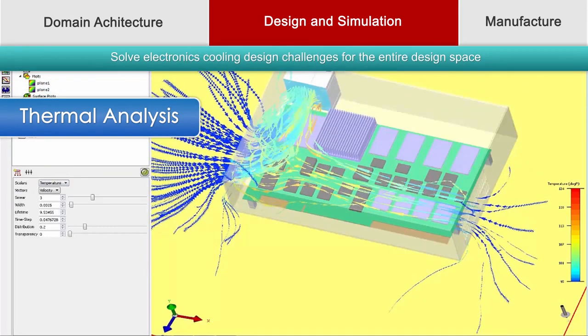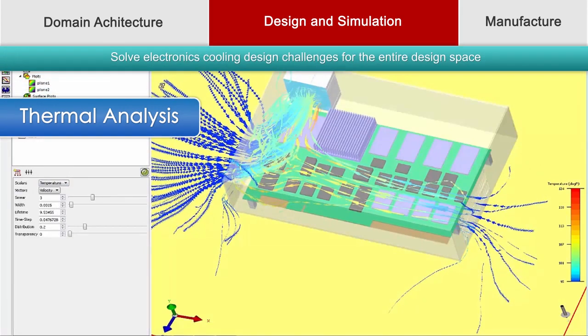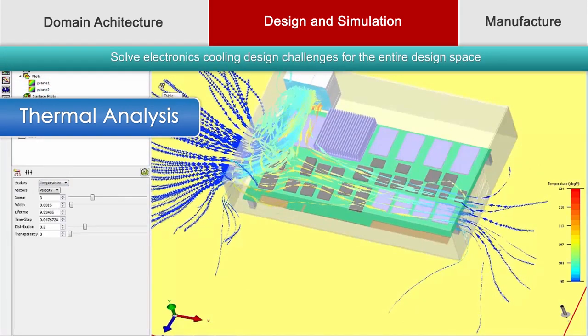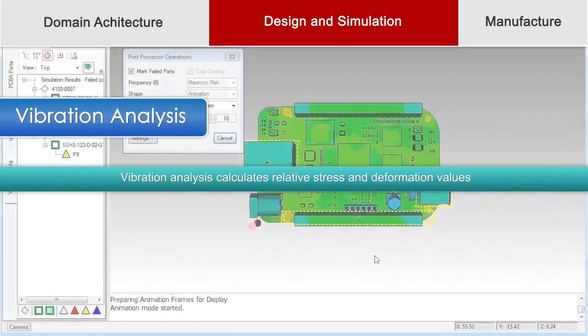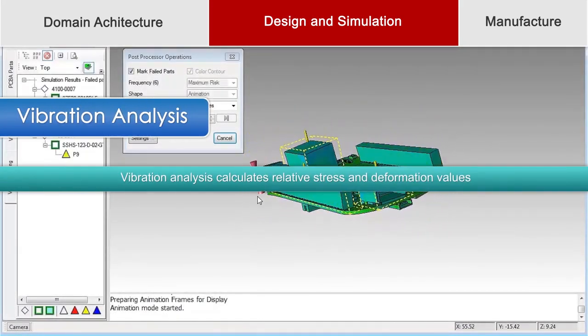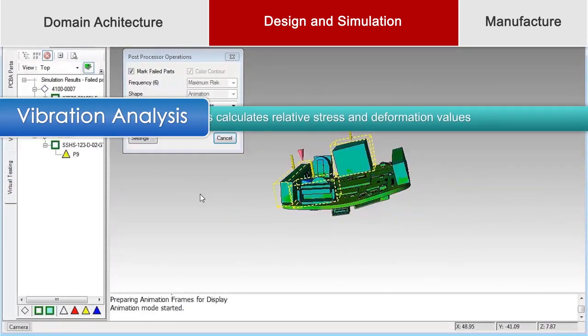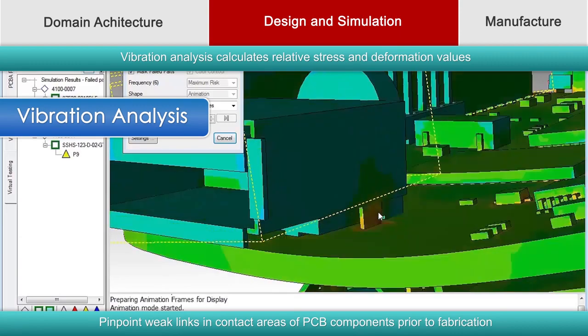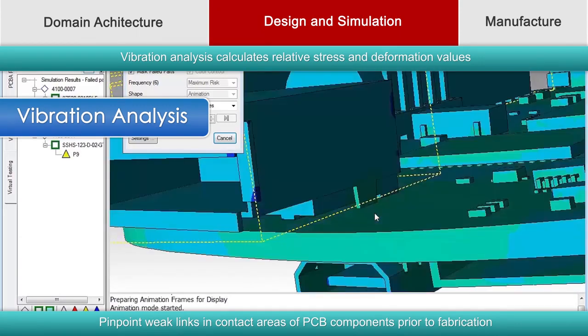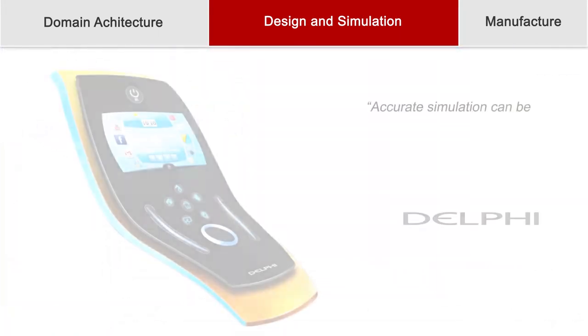Xpedition HyperLynx Thermal Analysis analyzes board-level thermal conditions on placed, partially routed, or fully routed PCBs. Vibration Analysis calculates relative stress and deformation values to pinpoint weak links and contact areas of leads and pins of PCB components in your design. The results are later translated to probability of potential component failure.